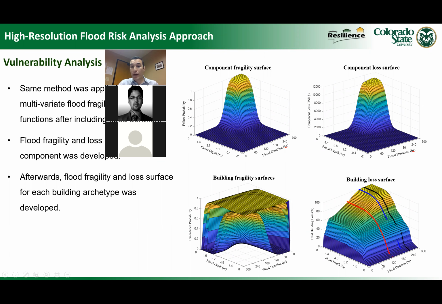For example, if I have the flood duration equal to 60 hours, I can get a curve over there that calculates the flood loss at each flood depth. And here we project the Hazus stage damage function in red, and this is our flood loss function. The black one is based on the component, and the blue one is based on the fragility.